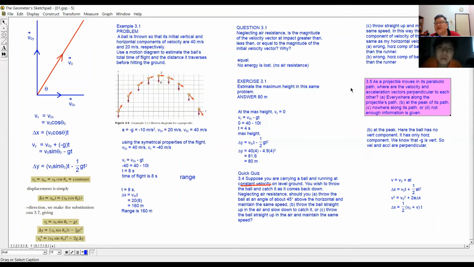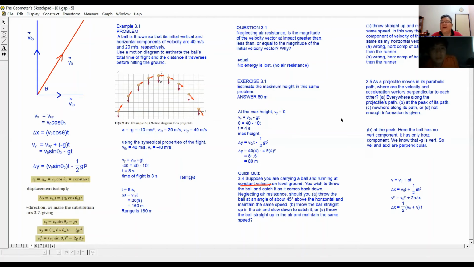You read this 3.5, a projectile. As the projectile moves in its parabolic path, where are the velocity and acceleration vectors perpendicular to each other? A, everywhere along the projectile path. B, at the peak of its path. C, nowhere along its path. Or D, not enough information is given.